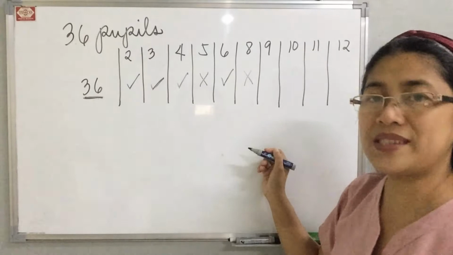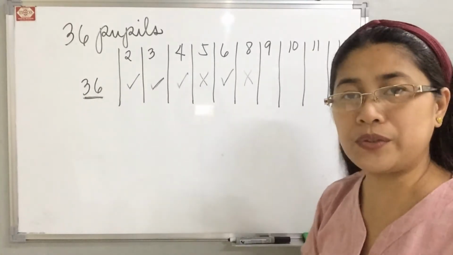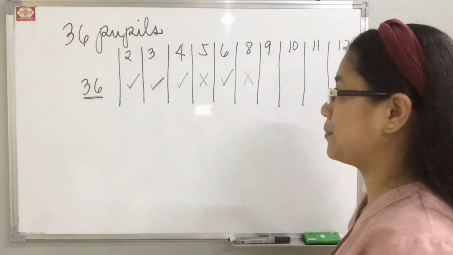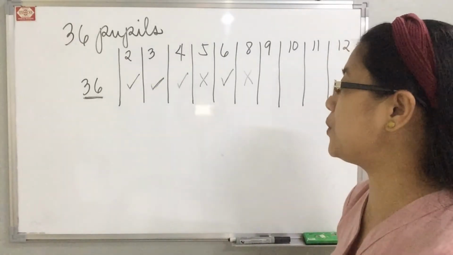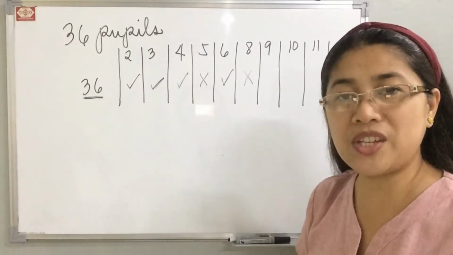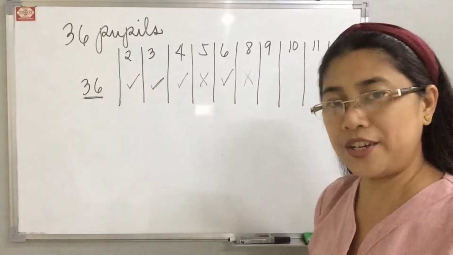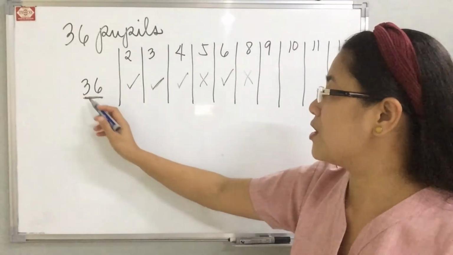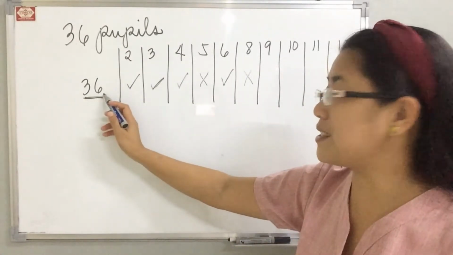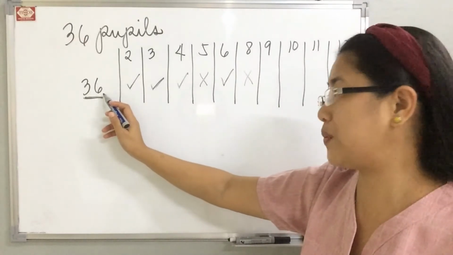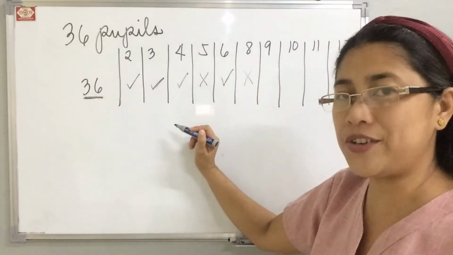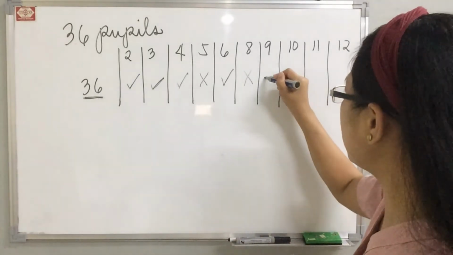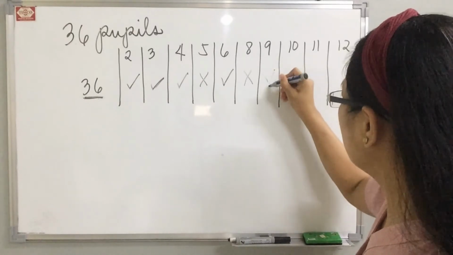Okay. How about 9? What is our rule for number 9? Just like number 3, we have to add the digits, and if the sum is divisible by 9, therefore that number is divisible by 9. So let's add the digits. 3 plus 6 is equal to 9. Can we divide 9 by itself? Of course, because it will give us 1 as a quotient. So therefore, it is divisible by 9.